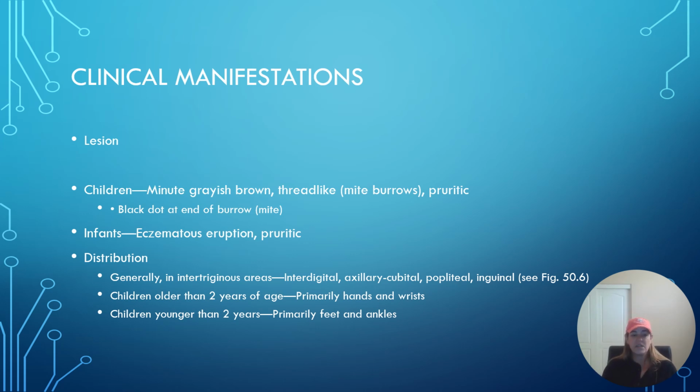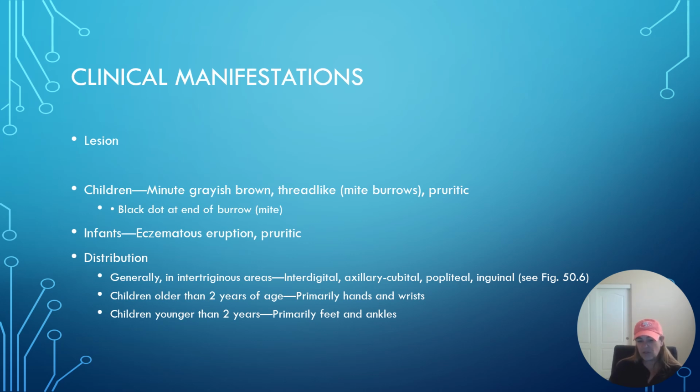So what you'll see are those lesions like you just saw in that previous picture. Minute grayish-brown threadlike lines where the mites have burrowed. It's very itchy. The black dot at the end of the burrow is the mite. So if you look in the previous picture, let's go back. I can't go back, unfortunately. If you go back to the previous picture and look at those examples of the scabies, you can see the black dot, and that's where the mite has been burrowing.